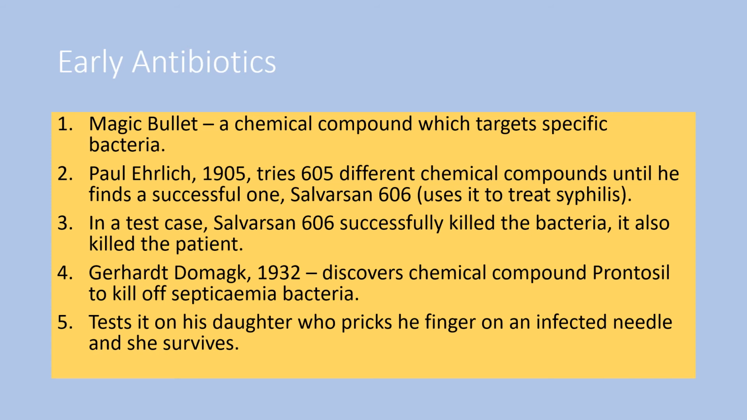So Gerhard Domagk, being the scientist that he was, says, aha, this is a time for me to try out my Prontosil to see if it will kill off the septicemia bacteria. And it is successful. Not only does it kill off the septicemia bacteria, but his daughter also survives. So Gerhard Domagk is able to come up with a chemical compound which not only targets a specific bacteria, but also enables the patient to survive.